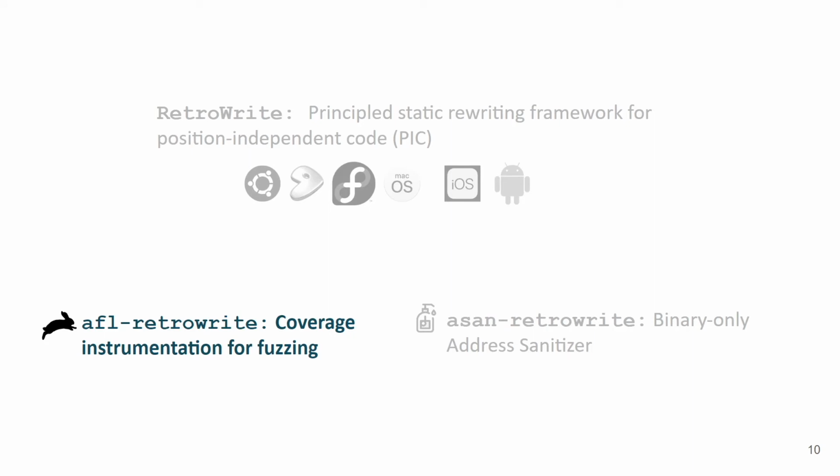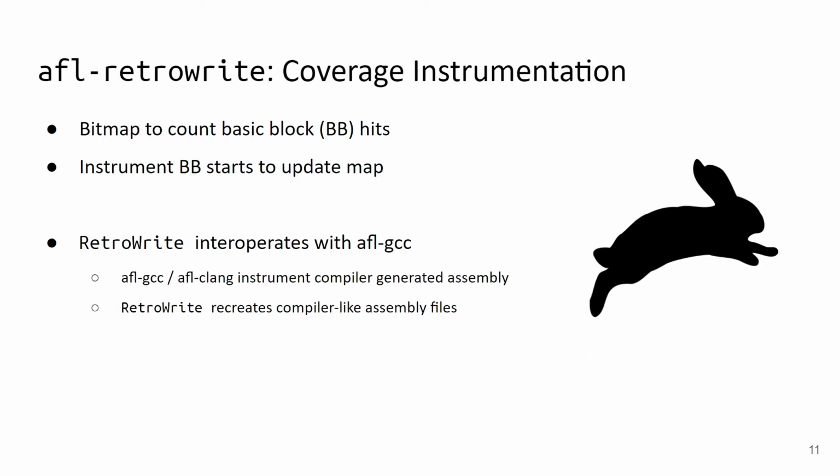Now that we have reassemblable assembly, let's dive into the first instrumentation pass, afl-retrowrite, for coverage-guided instrumentation. AFL is a popular fuzzer that has been successful in finding bugs in the wild and has been a hot topic in the research community as well. To collect feedback, AFL measures edge coverage by maintaining in memory a bitmap of visited basic blocks during a program execution. All basic blocks are then instrumented to update this bitmap.